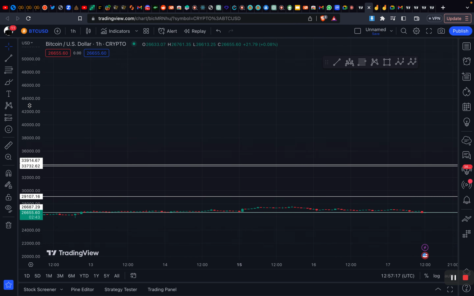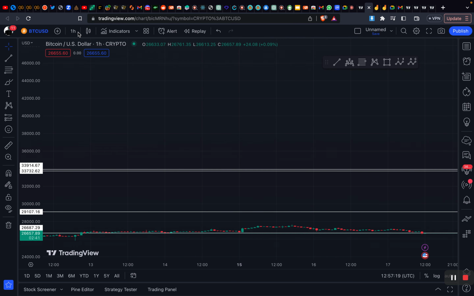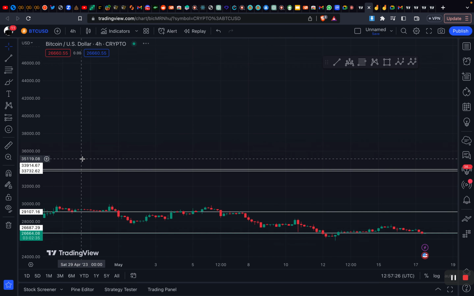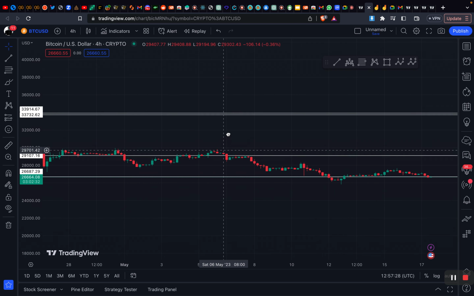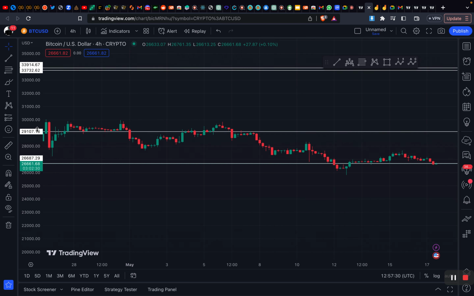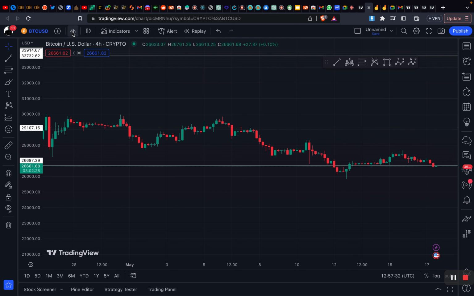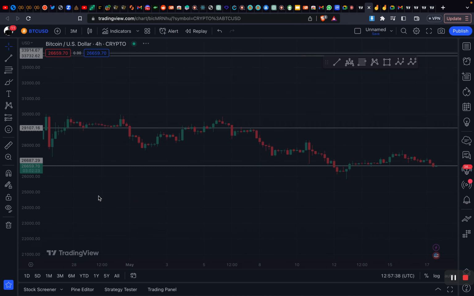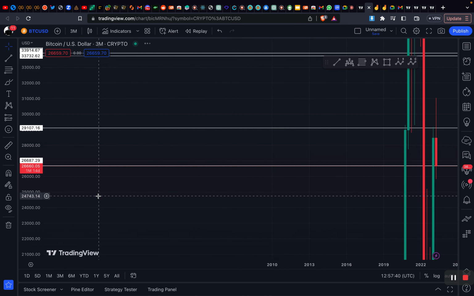If you switch between these, you see the structure of your chart will change. If I switch to 4 hours, you will see the structure of my chart would also what? Will change. Can you see that my chart has changed? If I switch it to a 1 month, a 3 months time frame, you will see the structure of my chart will change. Can you see the structure of my chart has changed?